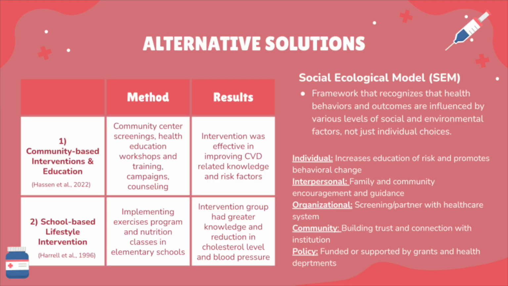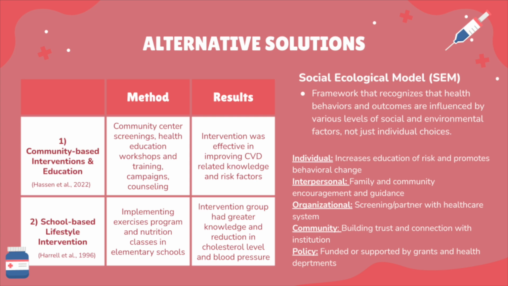Here are two alternative solutions to reduce cardiovascular disease, both addressing the social ecological model. The first is providing community-based intervention and education. This includes health screenings at local centers, public workshops, counseling, and health campaigns. These interventions have been shown to significantly improve people's knowledge of cardiovascular risk and help modify behaviors.